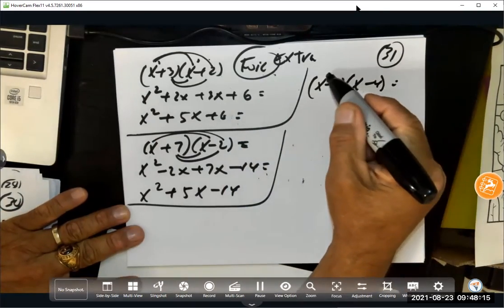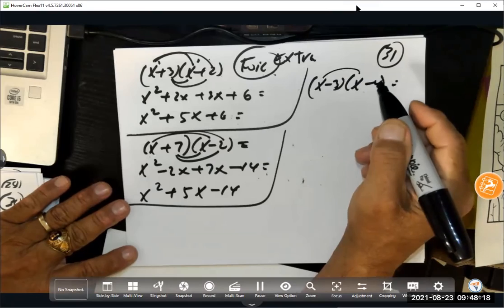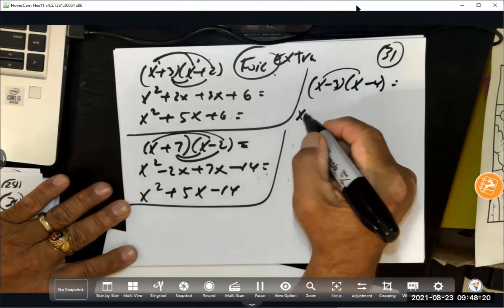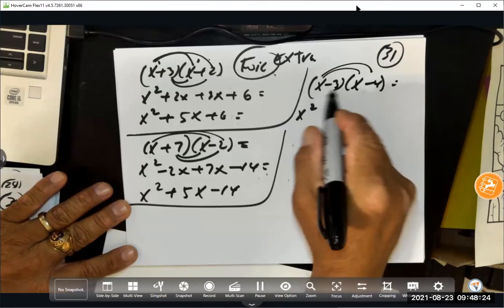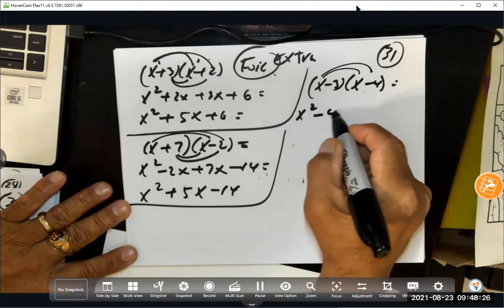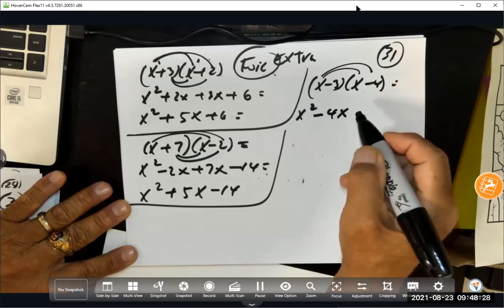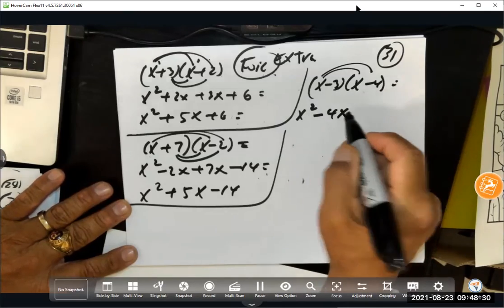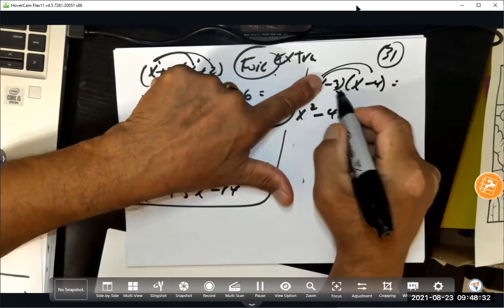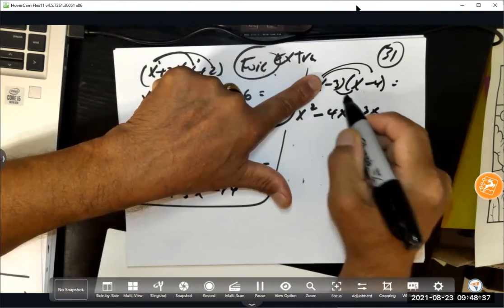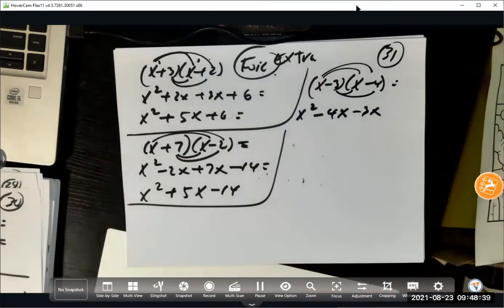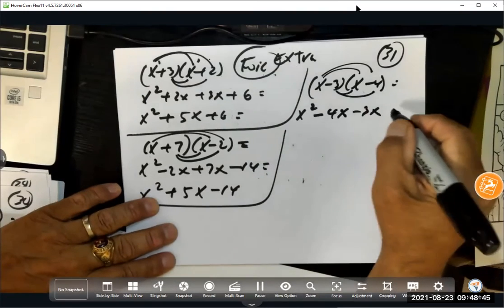Ready? x times x. Somebody give me the answer. x squared. x times negative 4. Somebody give me the answer. Negative 4x. Okay. What about negative 3 times x? Negative 3x. And a negative times a negative is positive 12. That's right.